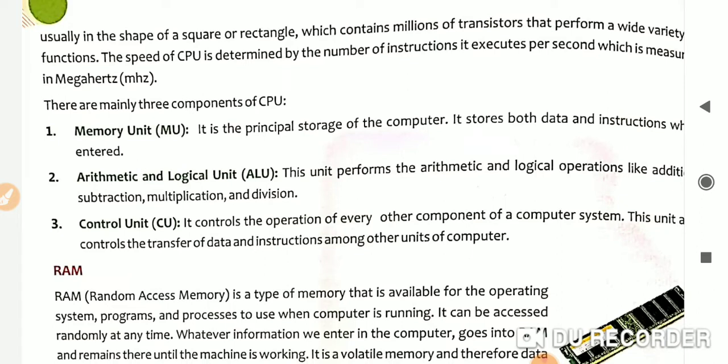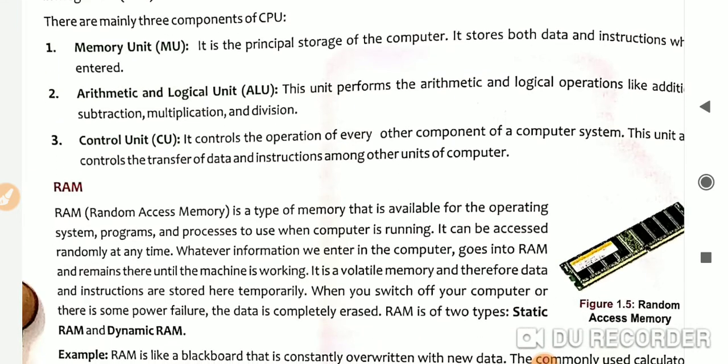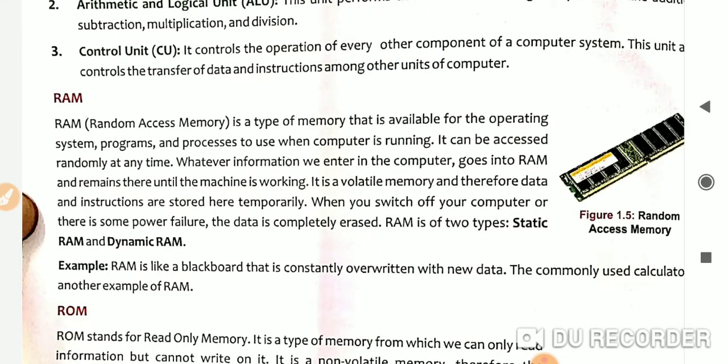Now, ALU. This unit performs the arithmetic and logical operations like addition, subtraction, multiplication, division, greater than, smaller than, etc. Control unit, as the name suggests, it controls the operation of every other component of a computer system. This unit controls the transfer of data and instructions among other units of computer.